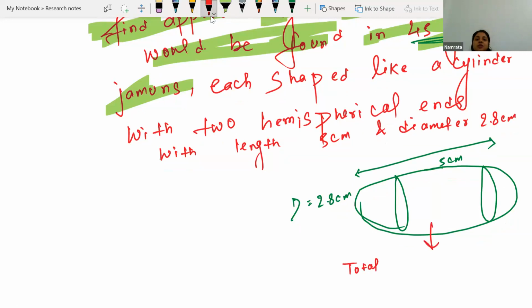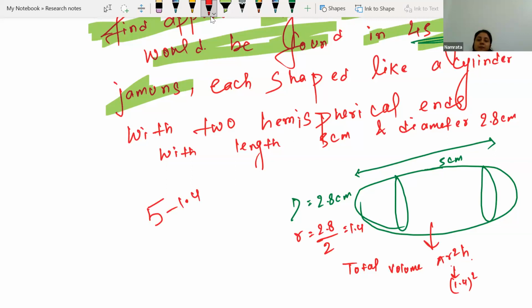What's the formula for the volume of a cylindrical shape? Pi r square h. Yeah, pi r square h. Do we have all the information in hand, that is radius and height? No, for the radius, we can divide the diameter by 2. Perfect, radius we got. And then for the height, we can subtract 1.4 from 5 to get the height of the cylinder.